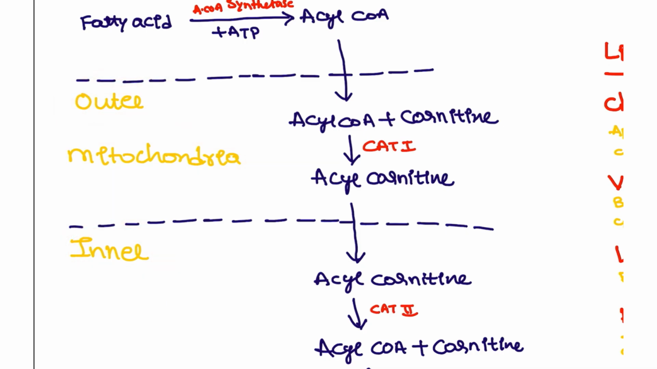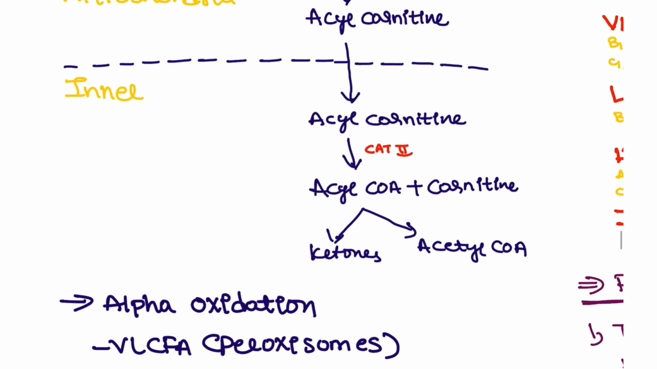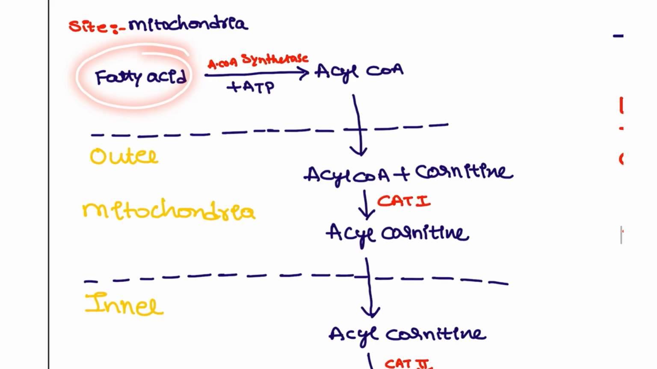What happens here? The acyl CoA with the carnitine substance is converted to acyl carnitine with the help of the CAT1 enzyme. This shuttle is known as the carnitine shuttle. Once it enters the mitochondria, this acyl carnitine will be converted to acyl CoA and carnitine, and one will be going into the TCA cycle and the other into ketone synthesis. This is known as beta oxidation.